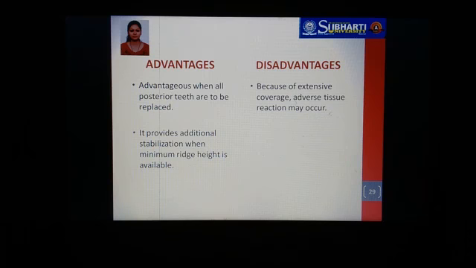So what are the advantages and disadvantages? The advantage is that it is given when the posterior teeth are to be replaced, and it helps in providing an additional stabilization effect when the minimum ridge height is available. That is, when there is a chance that the resorption is greater and the periodontal status is very compromised, this type of design is going to provide extra stabilization and rigidity to the prosthesis. Disadvantage: because it has such a large amount of coverage, it can be very difficult for the patient to adjust, and the patient might feel discomfort with the prosthesis.